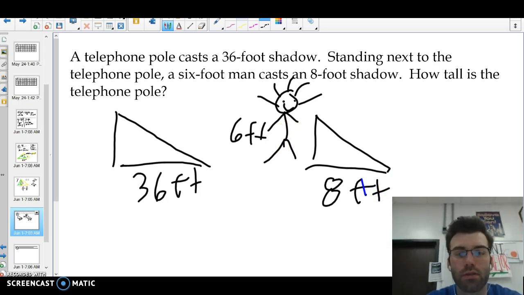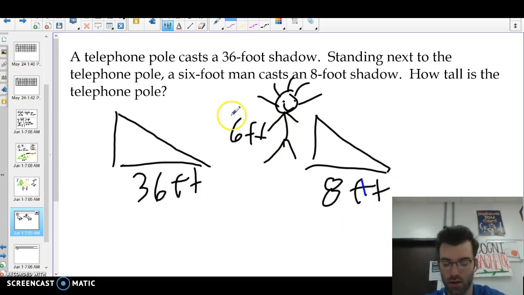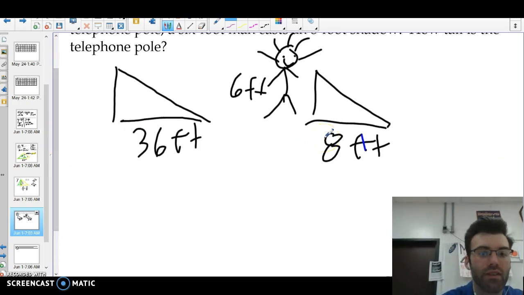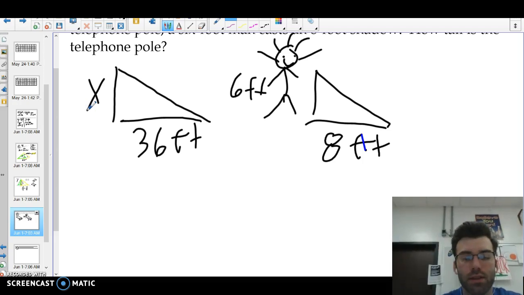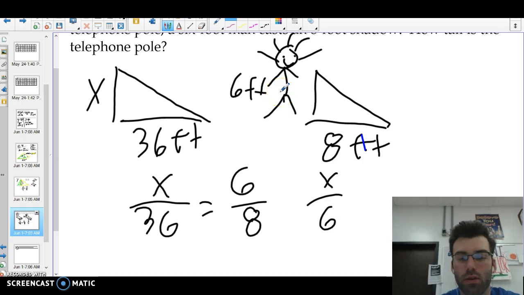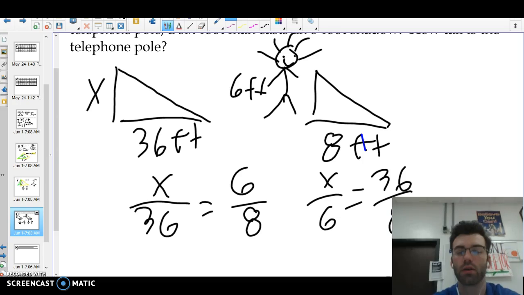So this goes back to our similar triangles again. Similar triangles is from chapter 9. I want to find how tall the telephone pole is. So there's my telephone pole. Now I'll just set up the ratio. X over 36 equals 6 over 8. You could have also done x over 6 if you went left to right, big to small. You have to go big to small again.